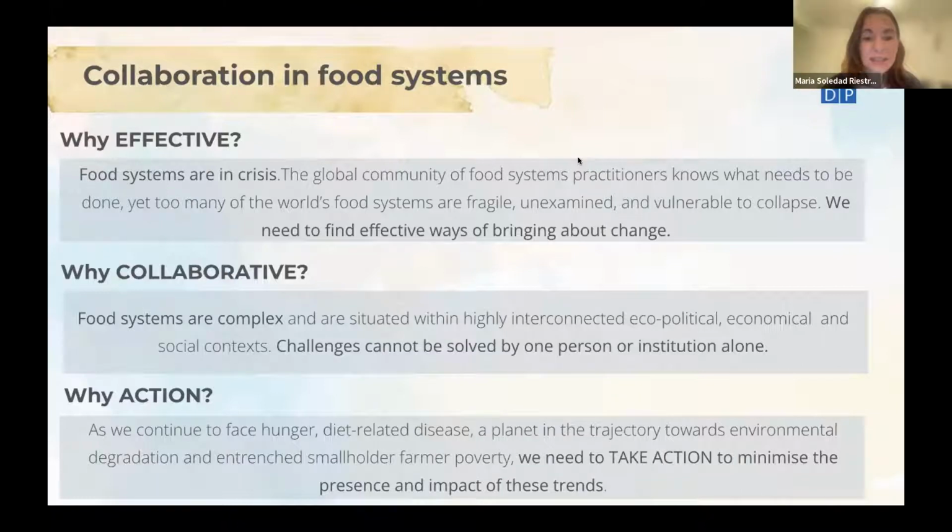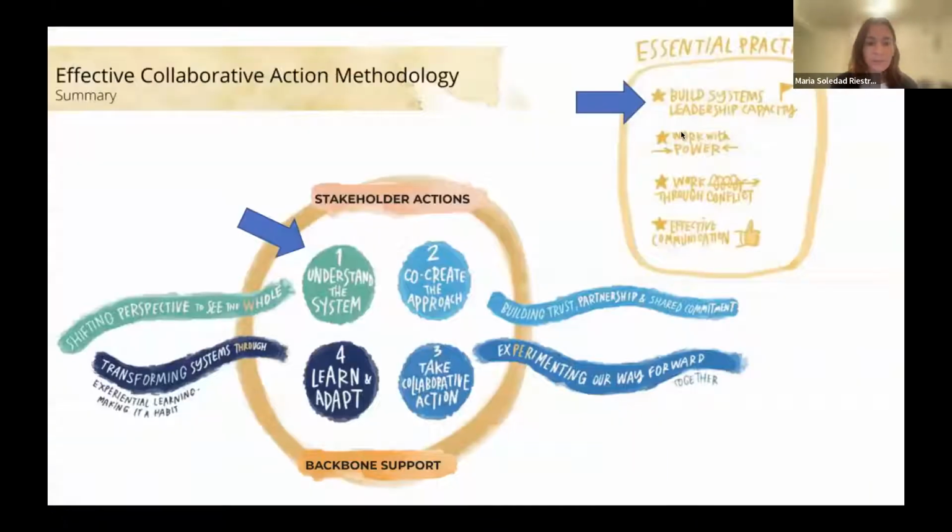If we go to the next slide, please. Many of you are probably already familiar with effective collaborative action's components. The methodology has 4 building blocks, and we also have 3 additional elements, stakeholder actions and backbone support, as well as the 4 essential practices, which are build systems leadership capacity, work with power, work through conflict, and effective communication. All of these were introduced through the ECA discovery sessions.